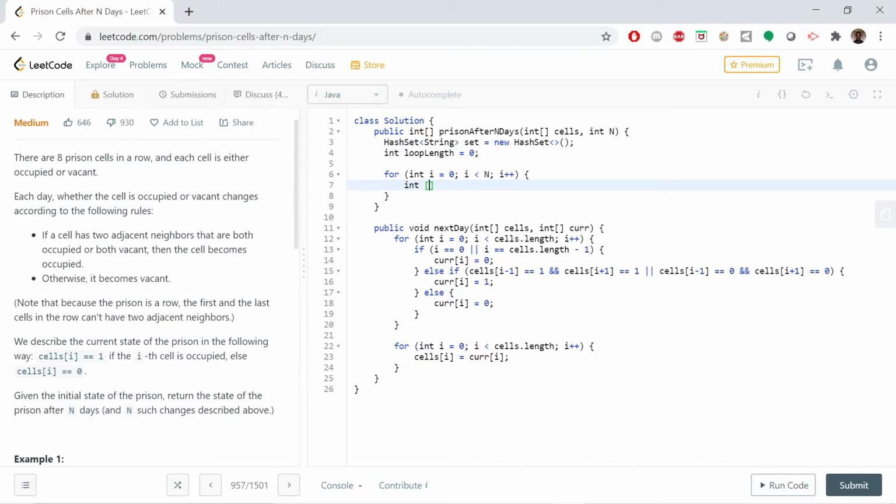And we're actually going to need an array to store the results of our next day. So we'll just call this one next day.